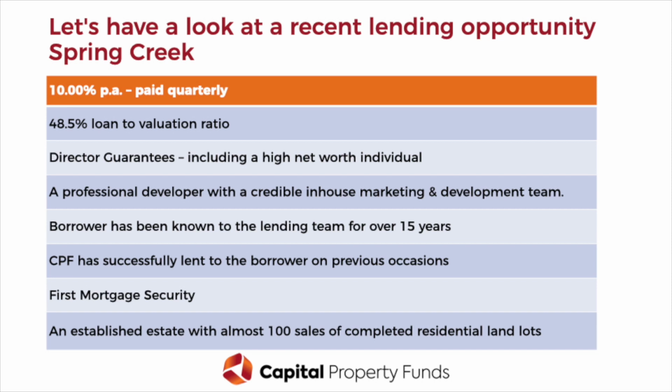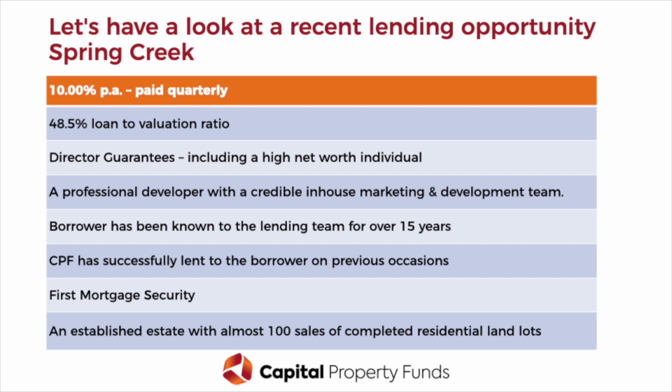This is one that was a guy that we've known for 15 years. He's a highly credible counterparty, a very good quality developer. We also get personal guarantees from the borrowing entity. One of those guarantors is a high net worth individual who would be probably one of Queensland's top 100 wealthiest people. As I said before, a very professional developer with a credible in-house marketing and development team. They've been working together for over 30 years. We've lent to them successfully on many occasions, and we've known them for a very long period of time.